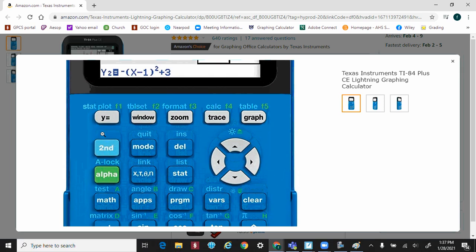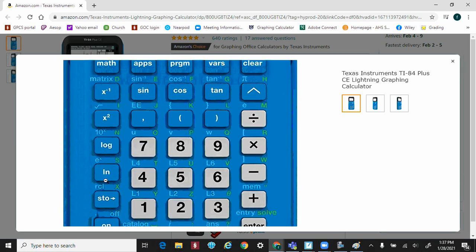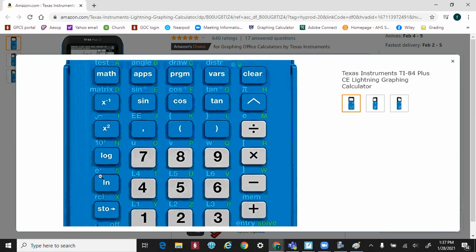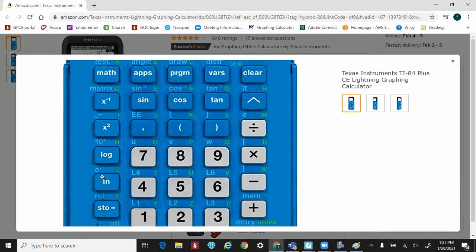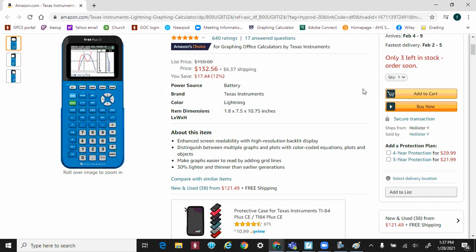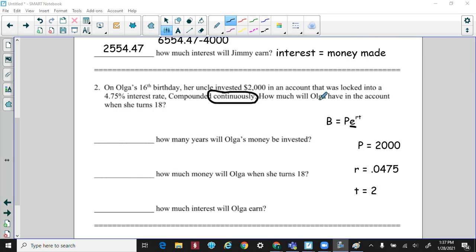So you are going to hit the second key and the ln key to activate the e, okay? All I'm doing is explaining how to work it. If you want to know what that E stands for, watch another video. Okay, so in the calculator, all right.